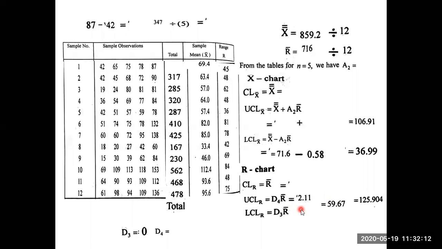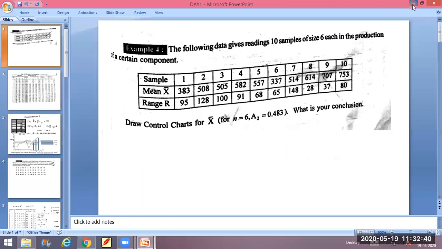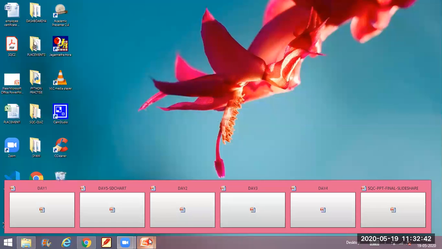Similarly, D3 R bar. D3 is equal to 0. You are going to get R bar is equal to 59.67. So you are going to get it as 0. Control in R bar, D4 R bar, D3 R bar. Next we will go to the next one. Control chart for mean. This is a diagram only. Okay, this is completed. So day 1 is completed, I think so.